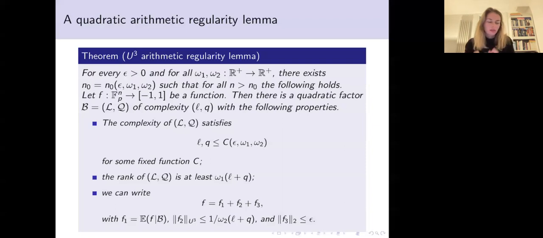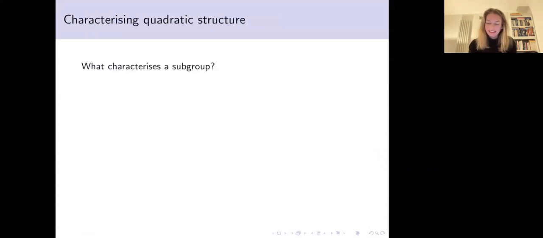Yeah, what local or combinatorial notion will characterize this really strong quadratic structure, in the sense that you actually do not have an error term and that you have these strong density conditions on every single atom? In order to answer this question, we have to take one step back and think about what characterizes quadratic structure in the first place. And we'll take one further step back and think about what characterizes a subgroup.